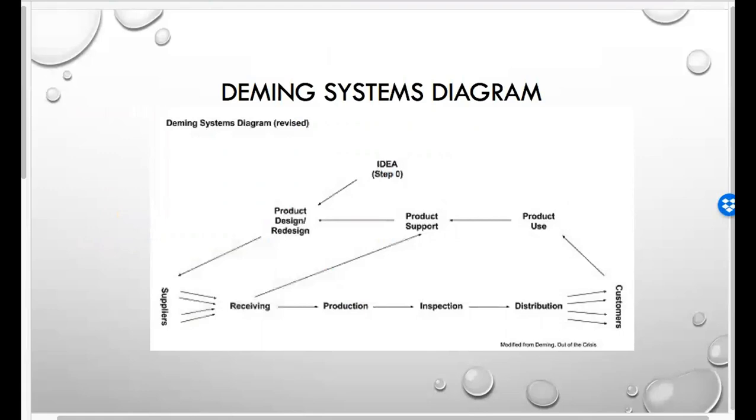Basically, in the bottom, this is an organizational diagram, but you can replace receiving, production, inspection, and distribution with manufacturers, distributors, and retailers, and then the customers, and then the product is used, product support, and product design or redesign. So if you notice, once a customer gets the product, they use the product, the first person who gets feedback about the product is product support, if you have a customer service line.